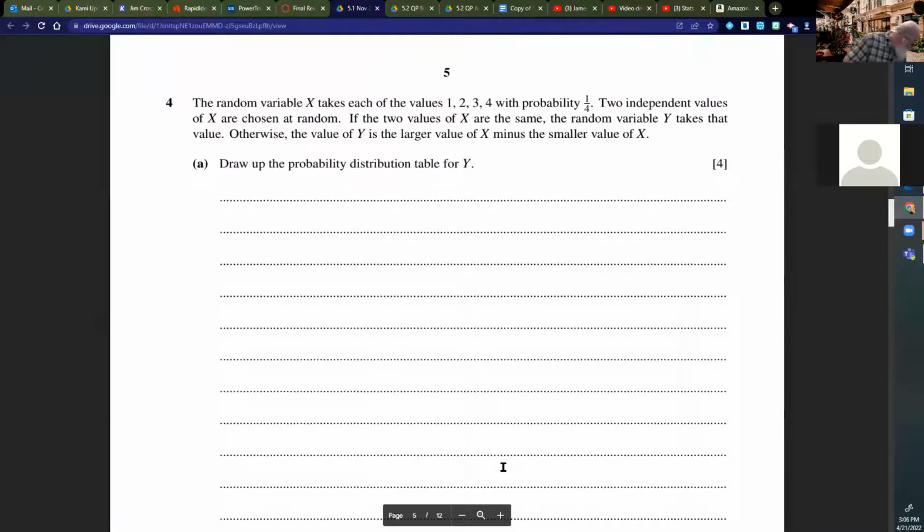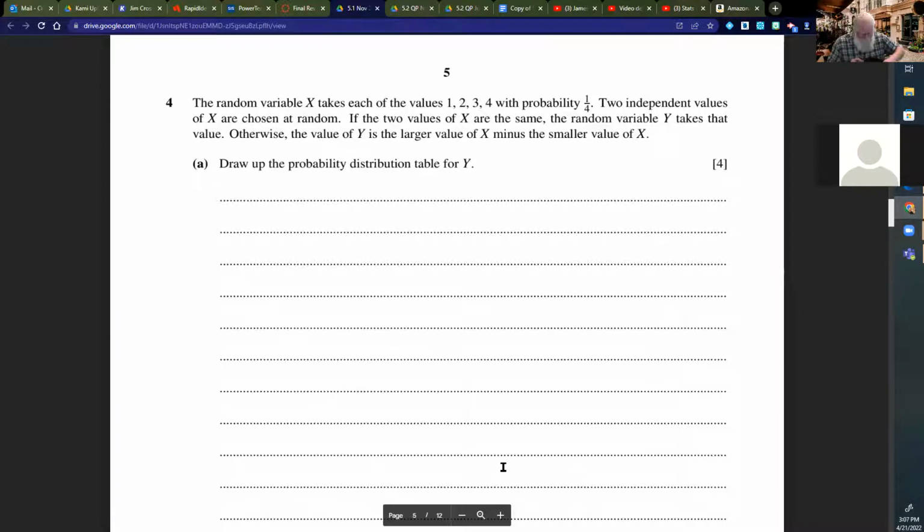All right. So what do you see? What do you think? Well, I'm guessing that each of the 1, 2, 3, and 4 have a probability of 1/4. Okay. Why do you think so?